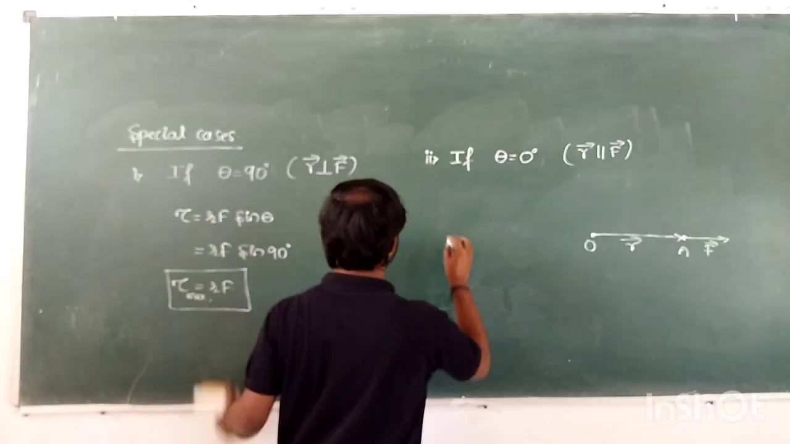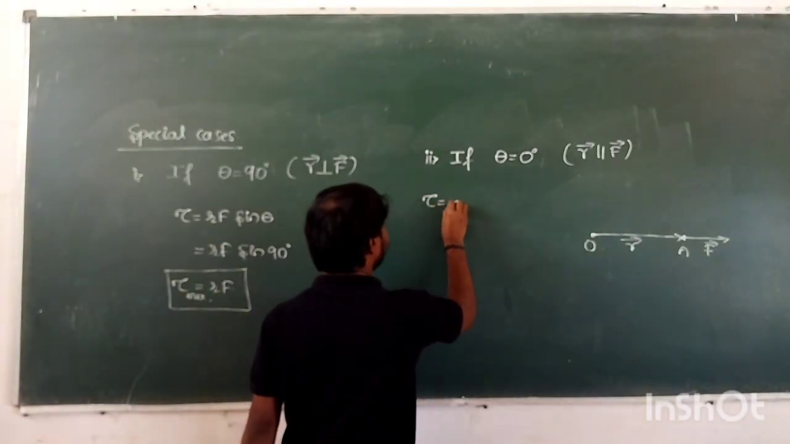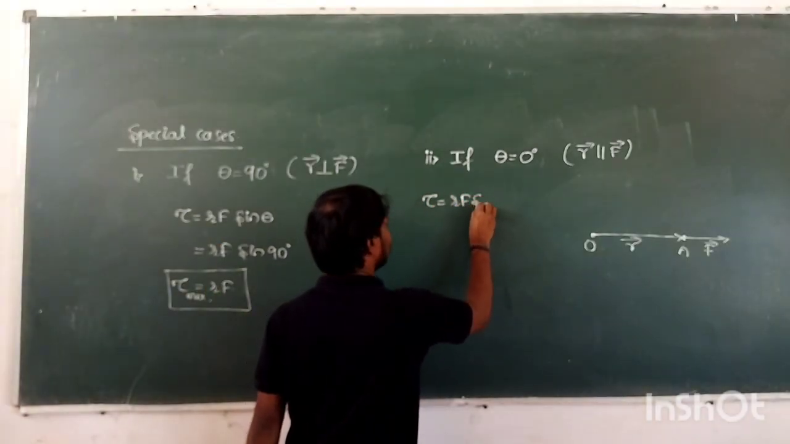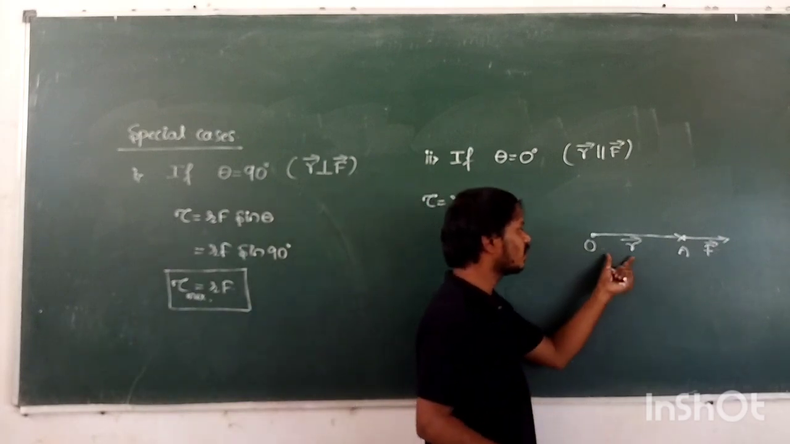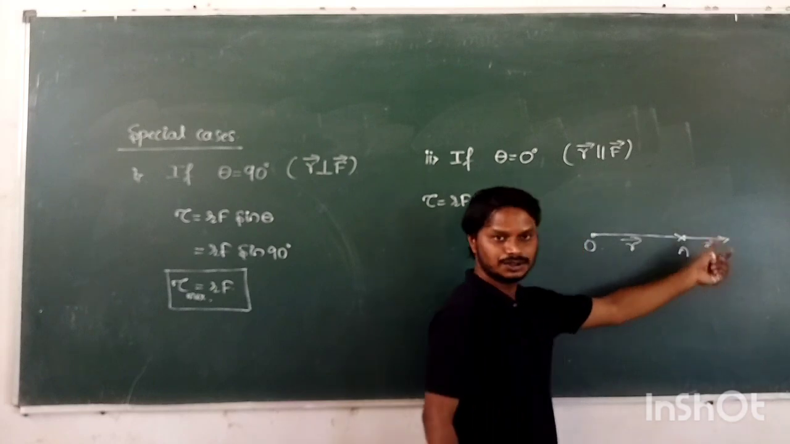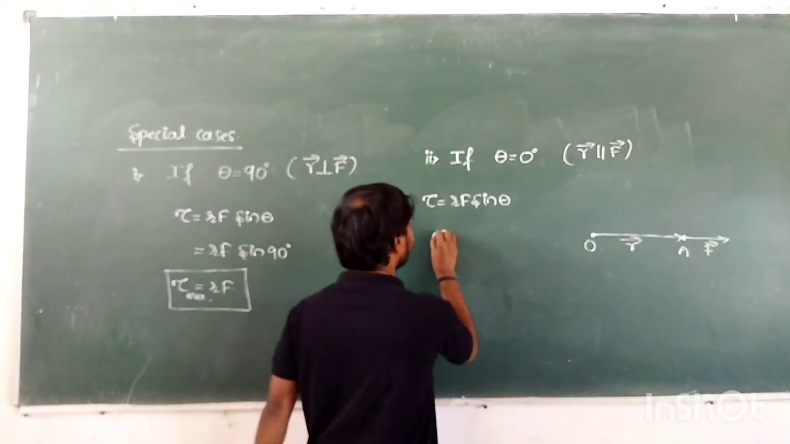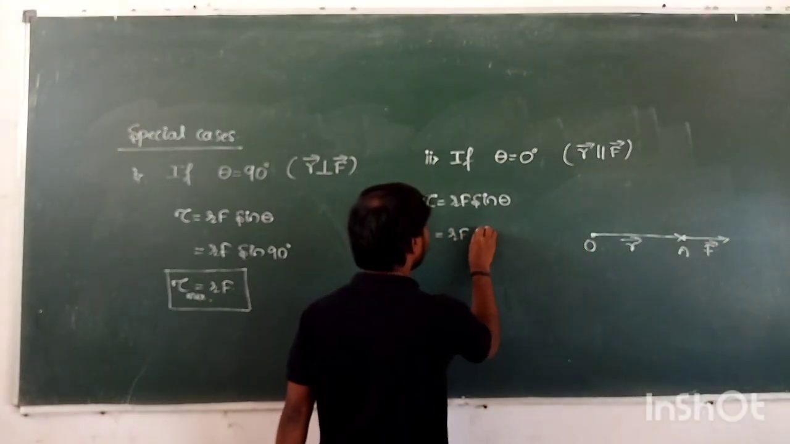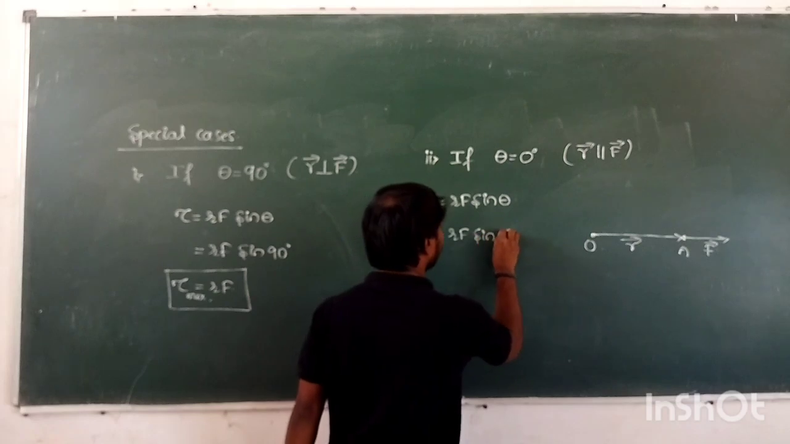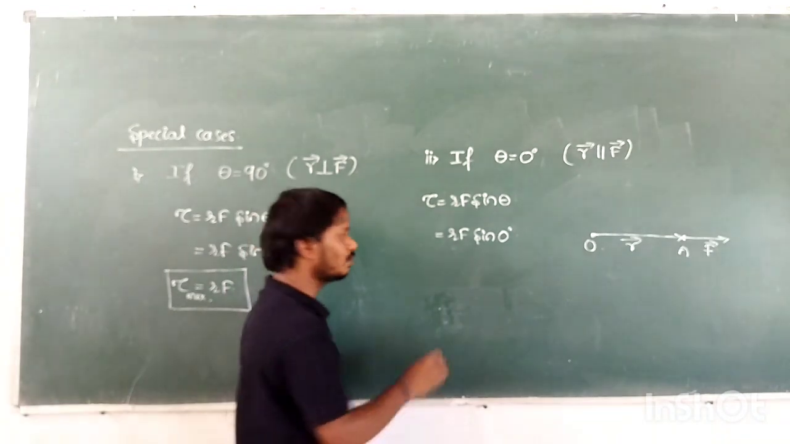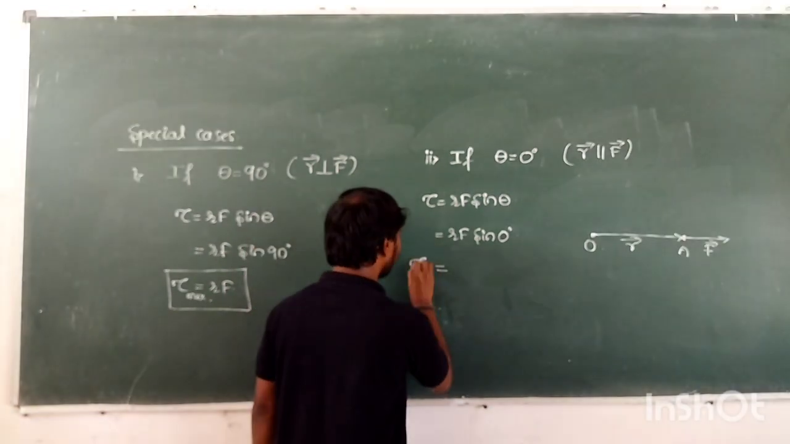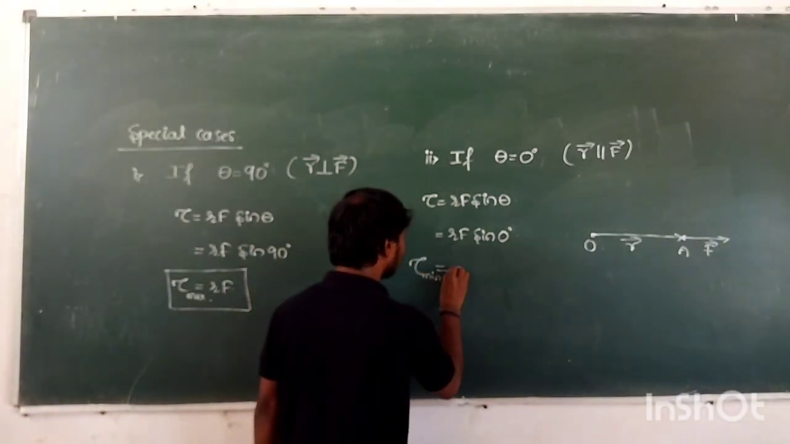Hence, by using the formula tau is equal to R into F sin theta, with the angle between the position vector and force vector being 0 degree, we can write R F sin 0 degree. Sin 0 degree is 0, and 0 into R F is again 0. Now the torque acting on the rigid body is minimum. That is 0.